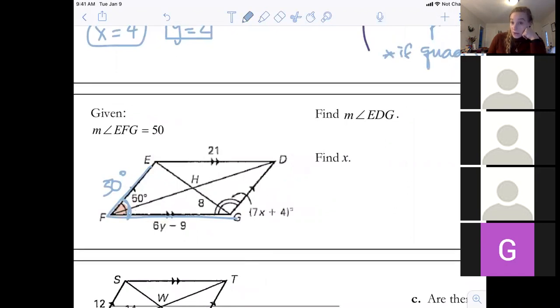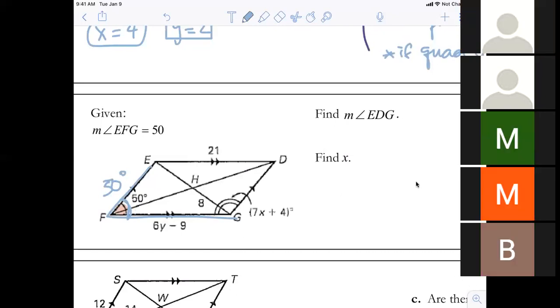All right, let's just get started. The first question says find the measure of EDG. What's angle EDG going to be? 50. Why? Opposite angles are congruent. Very good. So I'm going to make Allie tell me why.